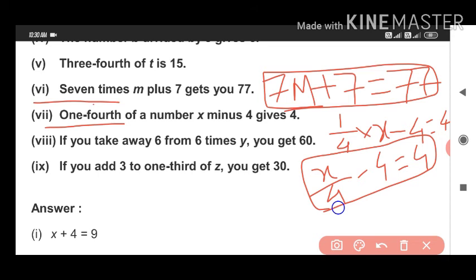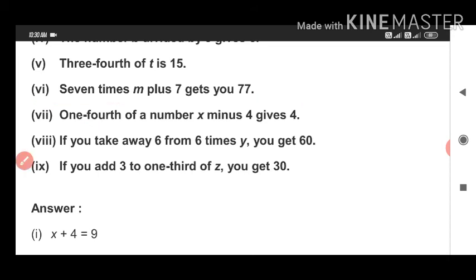Now next, question number 8. What is given in question number 8?